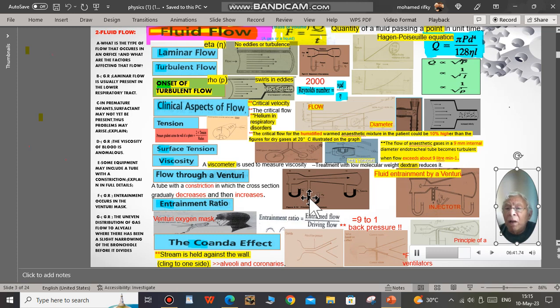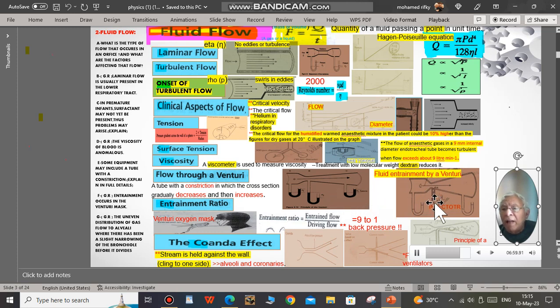Of course, the energy can be lost by the friction of the fluid against the wall, so we must make this wall smooth and inclined at a gradual degree. Clinical application of Venturi, as you can see, we have the injector.